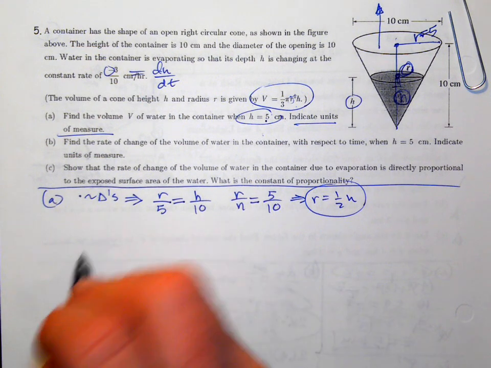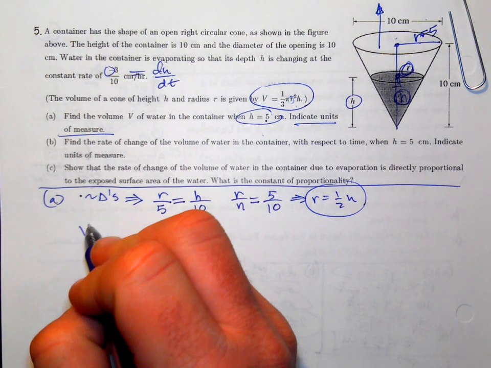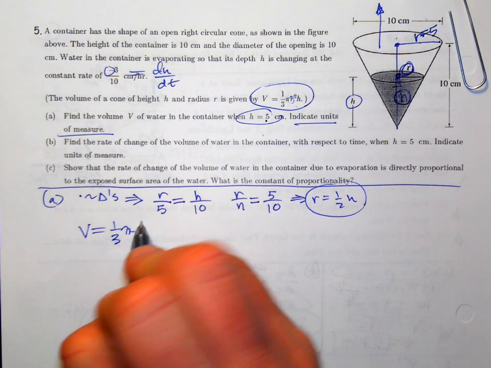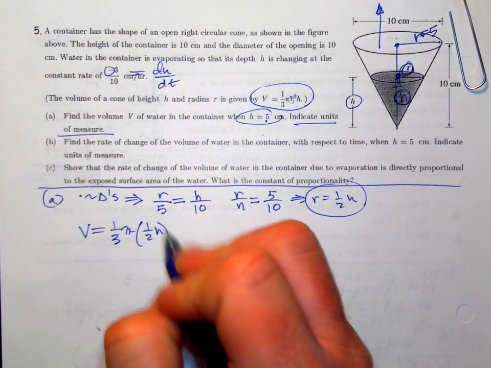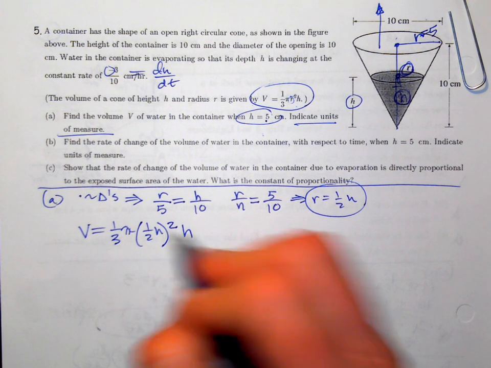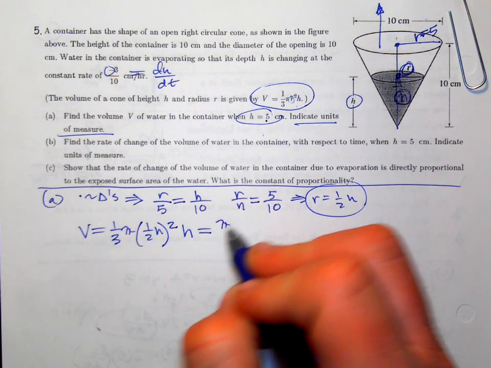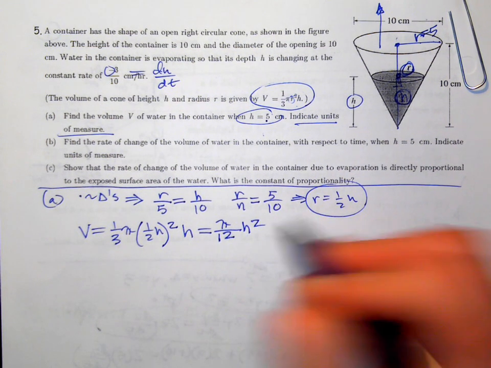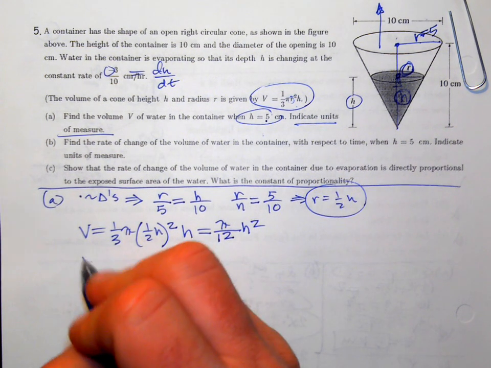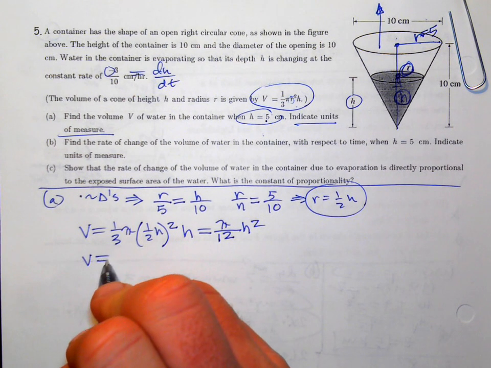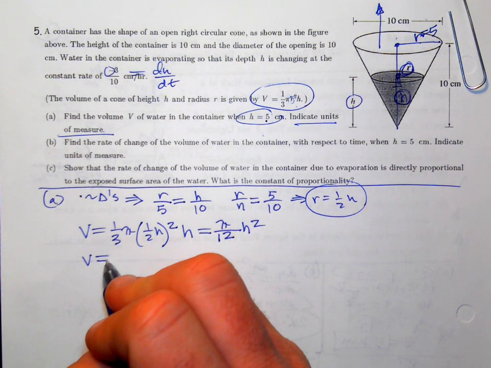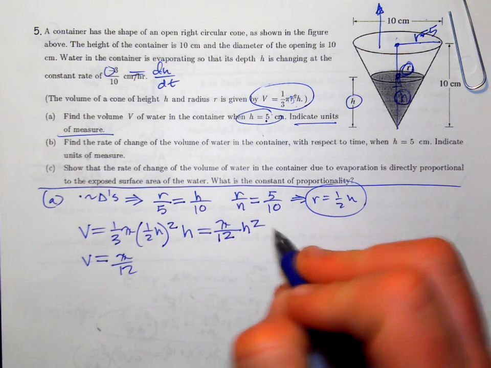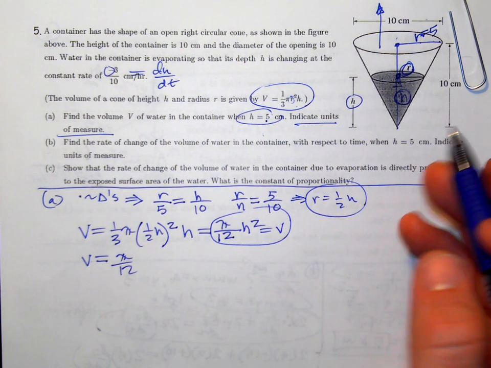And so we're going to plug that into our volume formula right now because we could use it on part A. So we plug in 1/2 H for R, which gets squared. The 1/2 gets squared, so it's going to be pi over 12 H squared. That's our new volume formula, and when H equals 5, this is the new volume formula we're going to use for everything, hopefully.